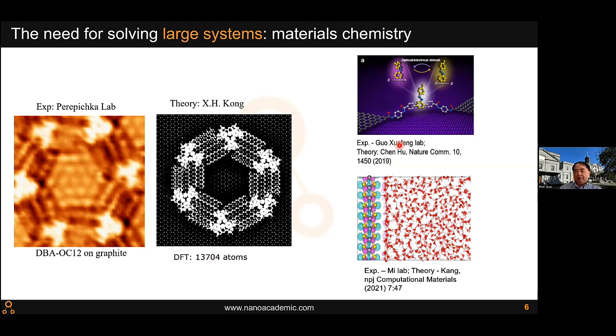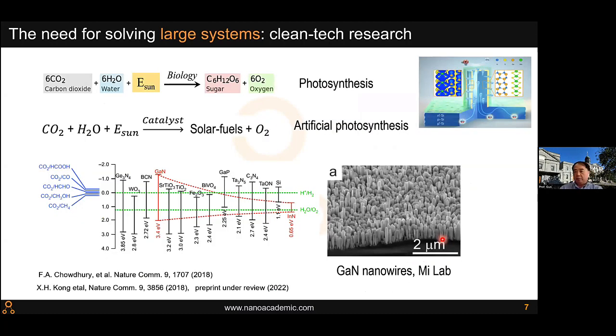This is another example. My collaborator works on molecular junctions, including these graphene electrodes, and you have a huge number of atoms in your study. In order to do this, you have to calculate them. And then there are liquid-solid interfaces in lithium batteries. All of this involves a huge number of atoms.